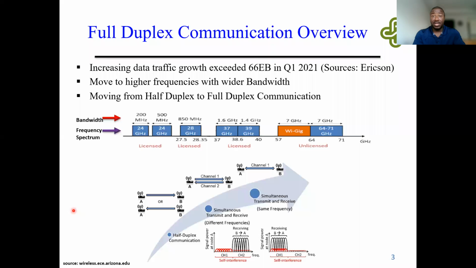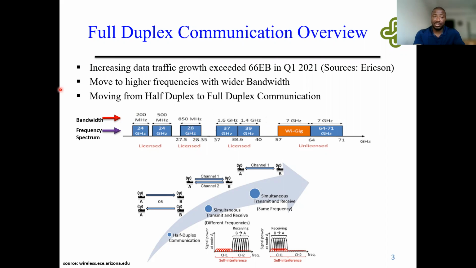In Q1 of 2021, Ericsson reported an increasing traffic growth of data, which exceeded 66 exabytes. And this increase in data volume is mostly fueled by video content and increasing IoT devices. So in order to satisfy the hunger for higher data, wireless researchers have proposed different solutions. Some of them are moving to higher frequency with higher bandwidth, especially at millimeter wave of 28 gigahertz.